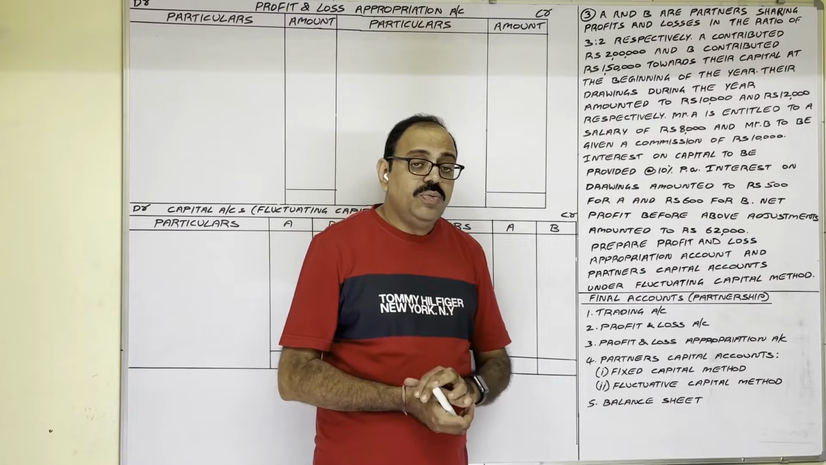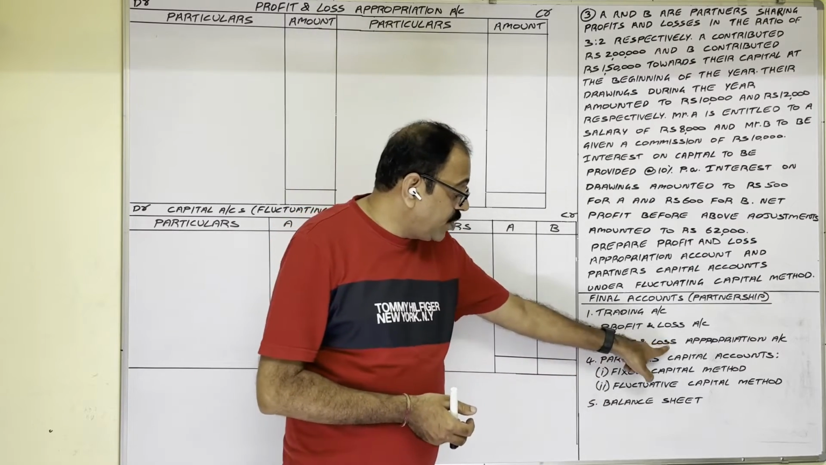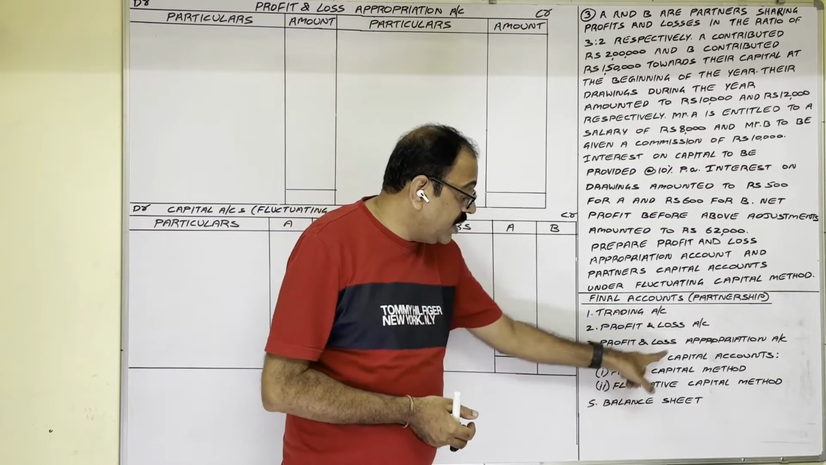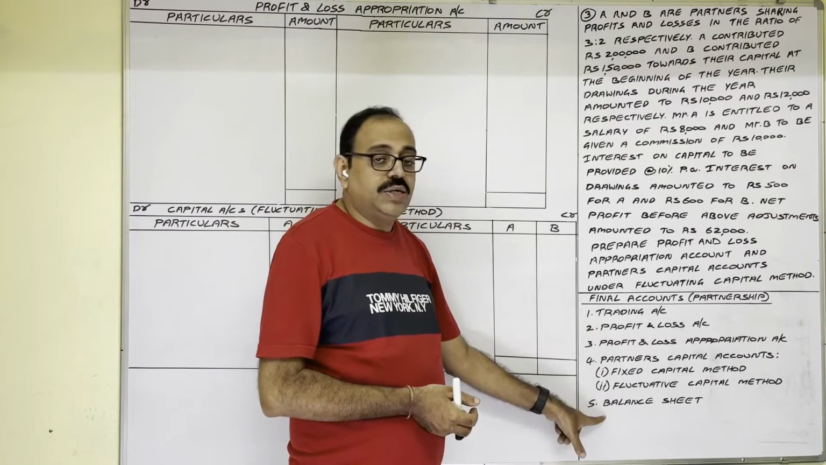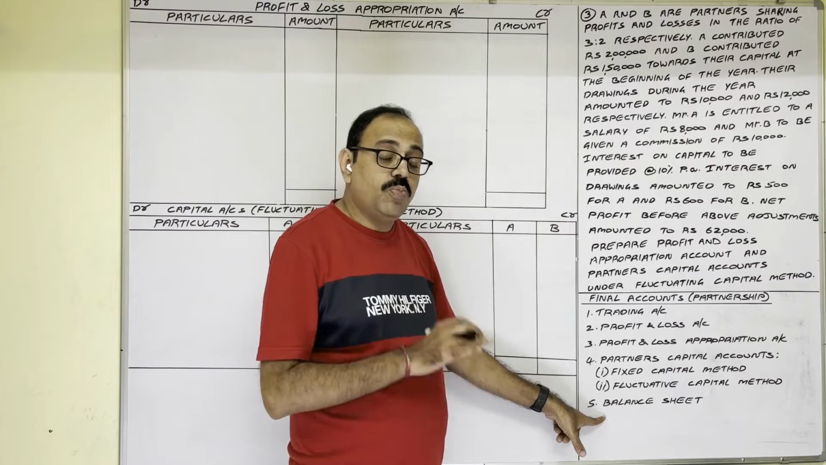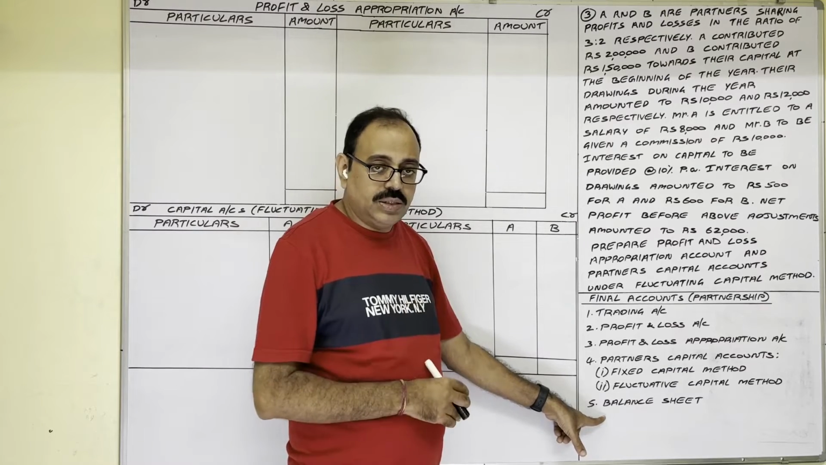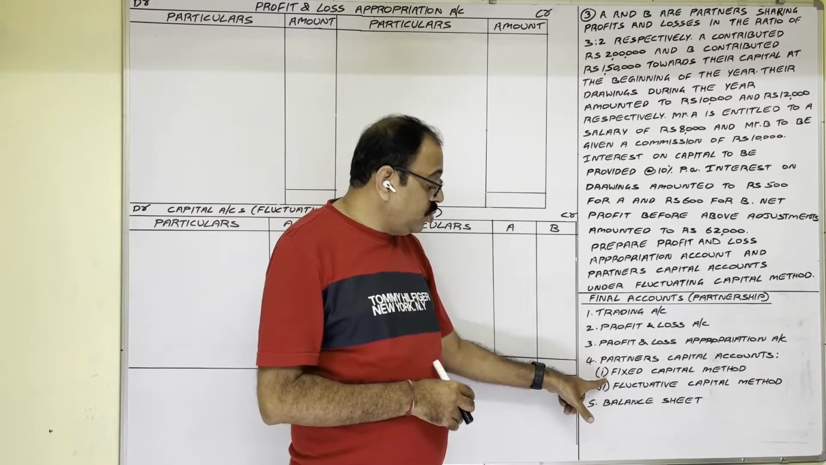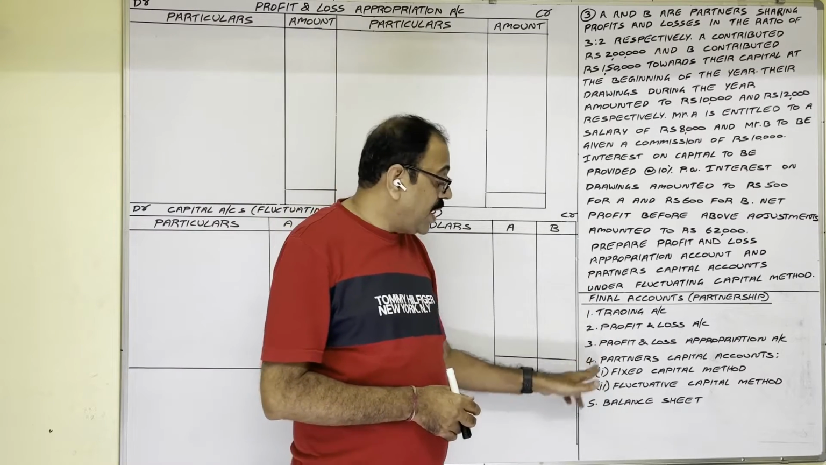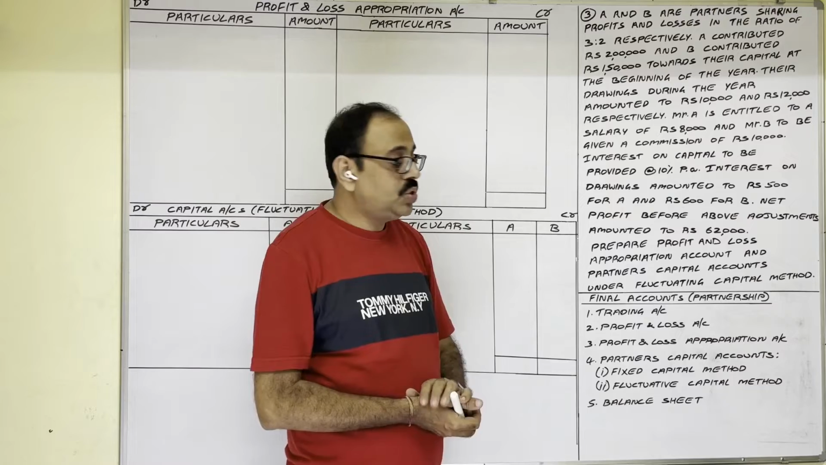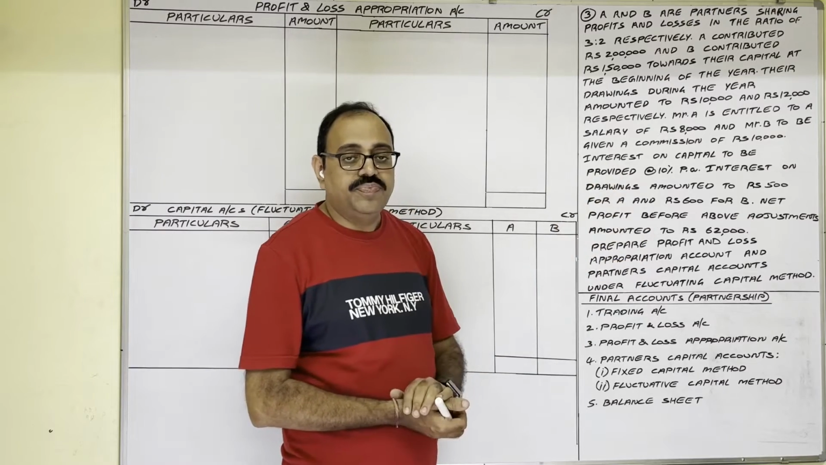So what is new? Profit and loss appropriation account and partners' capital accounts. Trading account, P&L account and balance sheet, in final accounts of sole proprietorship, you already practiced. So these are 2 new points, profit and loss appropriation account and partners' capital accounts. These 2 he is asking in this problem.